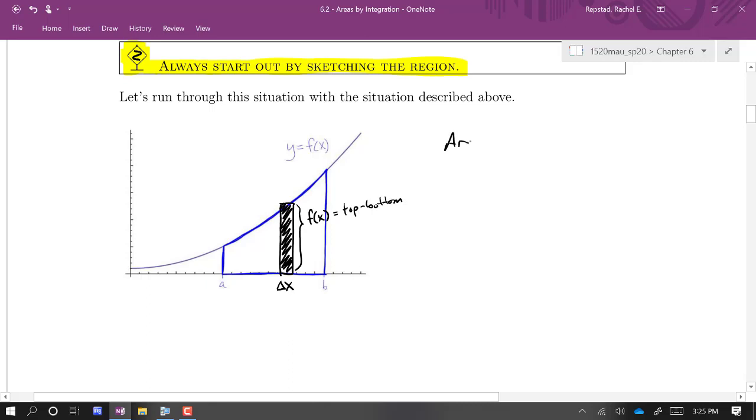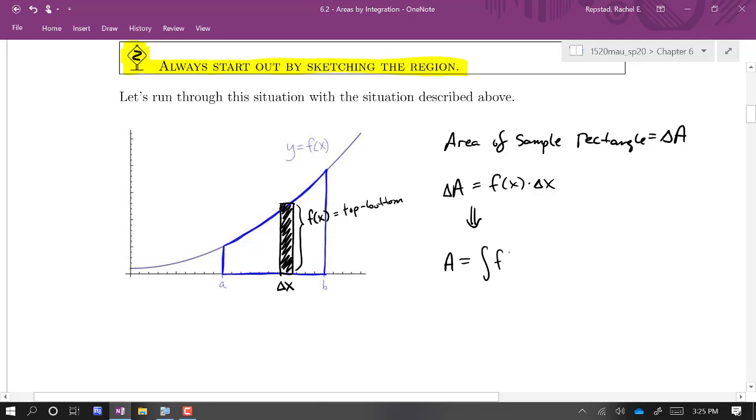So the area of the sample rectangle, or representative rectangle, whatever you want to call it, I call that delta A. So delta A, just the area of that rectangle, is length times width. That's f of x times delta x. Now we use this and we get the integral. So the area, no longer a delta A, but A, is the integral of f of x. The idea here is that I'm using infinitely many of these representative rectangles, and they're all infinitesimally narrow, so that delta x shrinks down to 0. And when we do that, this delta x we call dx.